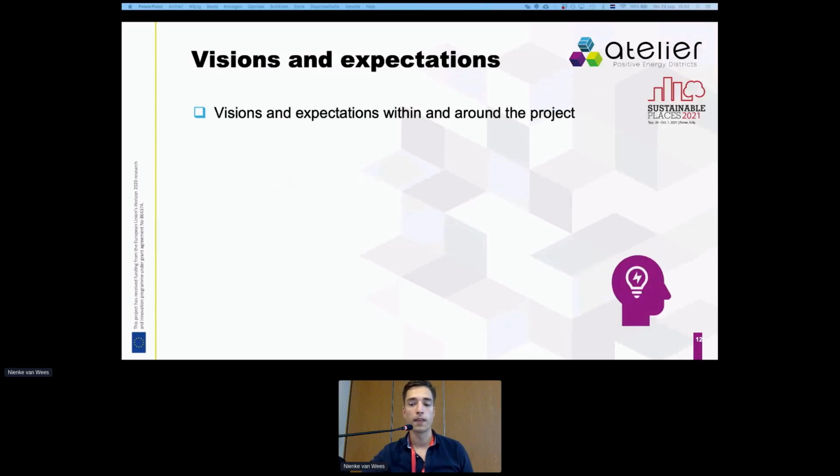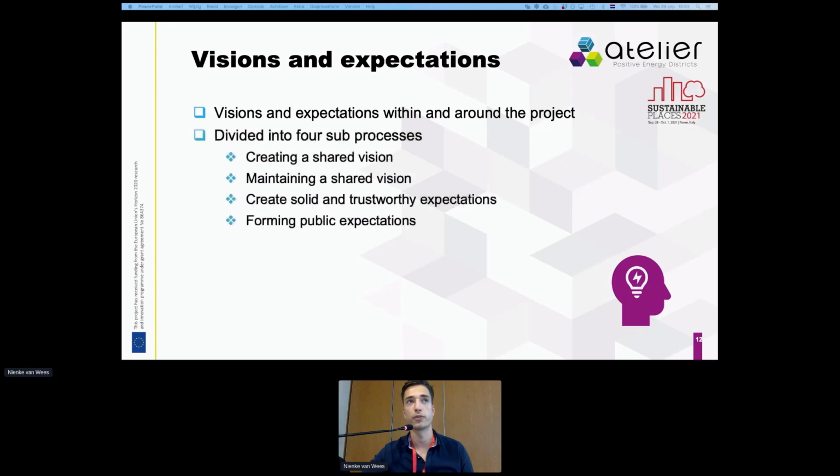Second process was visions and expectations. So what all of these stakeholders want to attain with the project, what they expect the project to do, what the effect of the project is. We have again also divided it into 4 sub-processes. So for the vision, it is important to create a shared vision. So how do you create a shared vision? How can you come to something together? And as well, how do you maintain a shared vision? So once you have developed a shared vision, how do you maintain it?